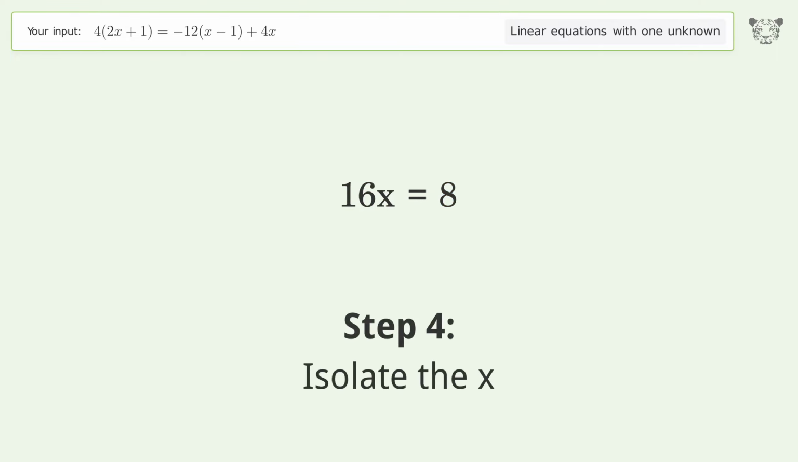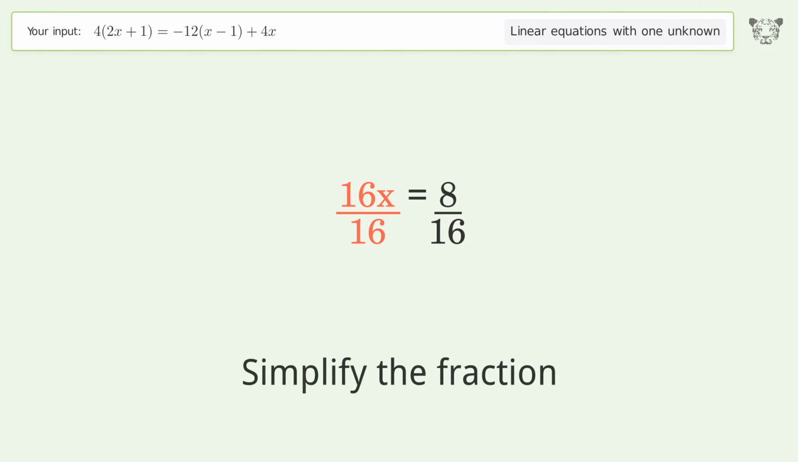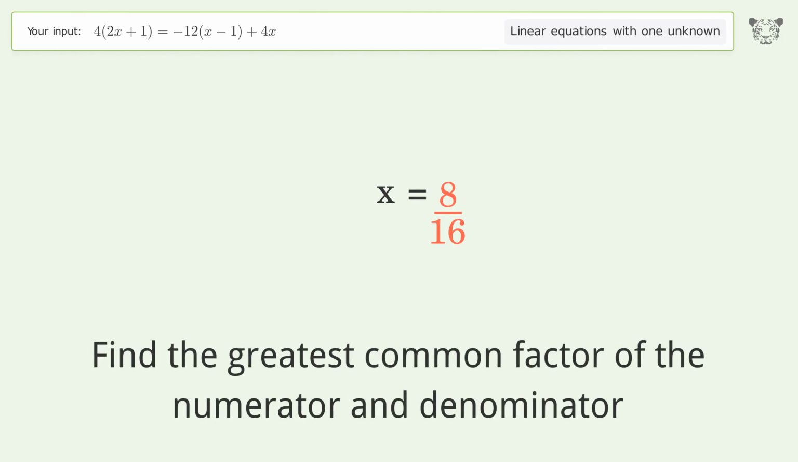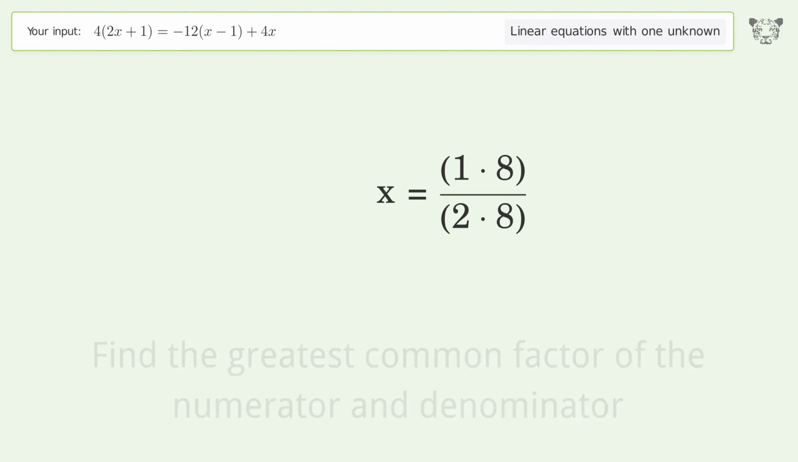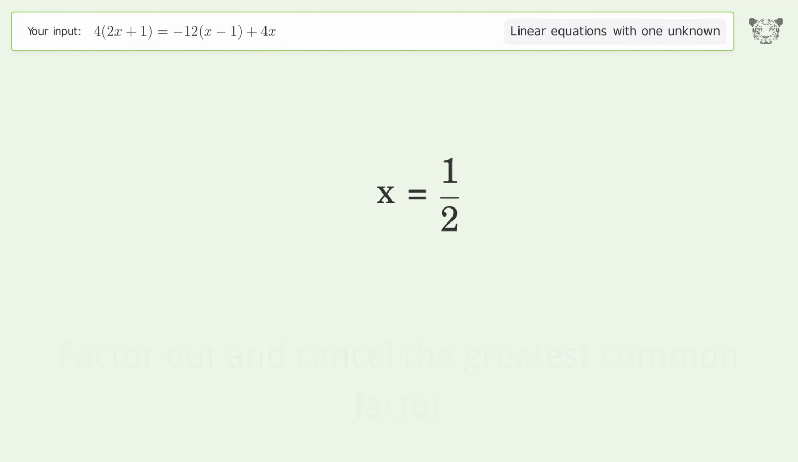Isolate the x. Divide both sides by 16. Simplify the fraction. Find the greatest common factor of the numerator and denominator. Factor out and cancel the greatest common factor. And so the final result is x equals 1 over 2.